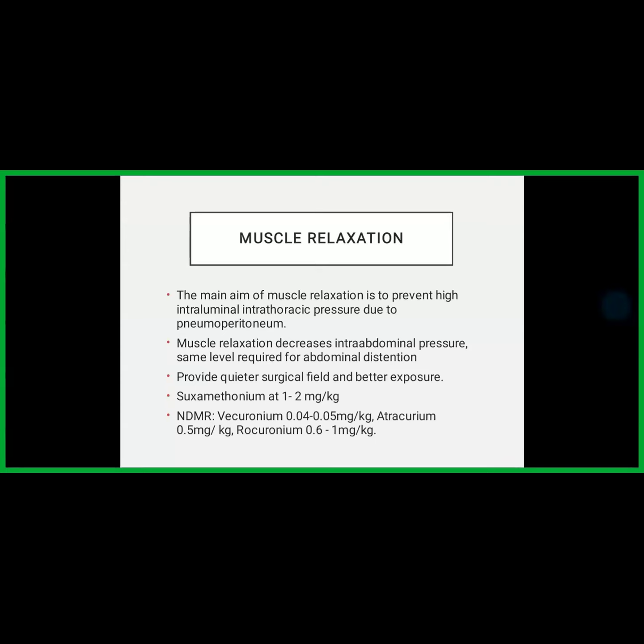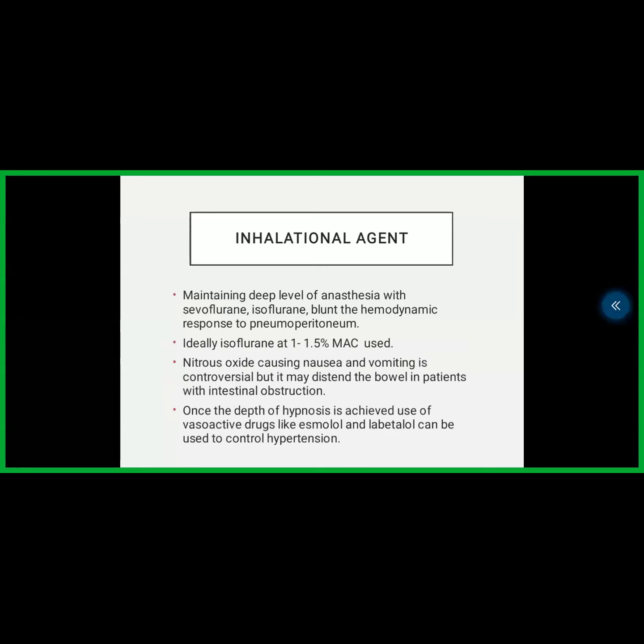In a patient that has cardiovascular disease, vecuronium could actually be an agent of choice because it's cardiostable and is given at a dose of 0.04 to 0.05 milligram per kg. Atracurium could also be used, rocuronium too could also be used in this patient. Even pancuronium could also be used. It depends on the patient that is being anesthetized.